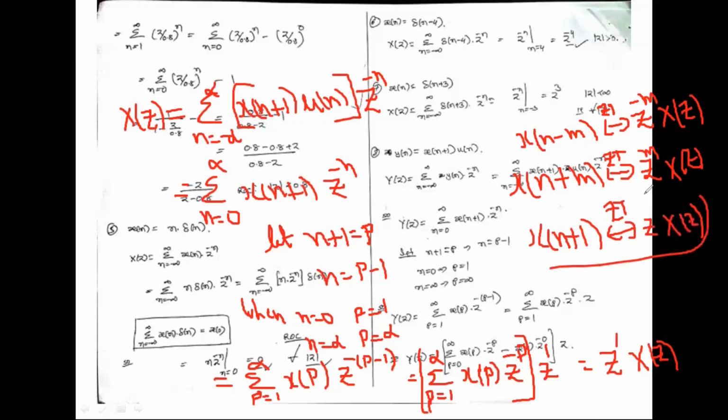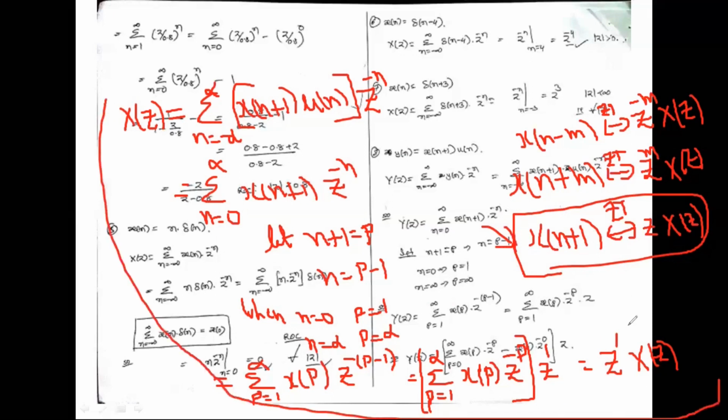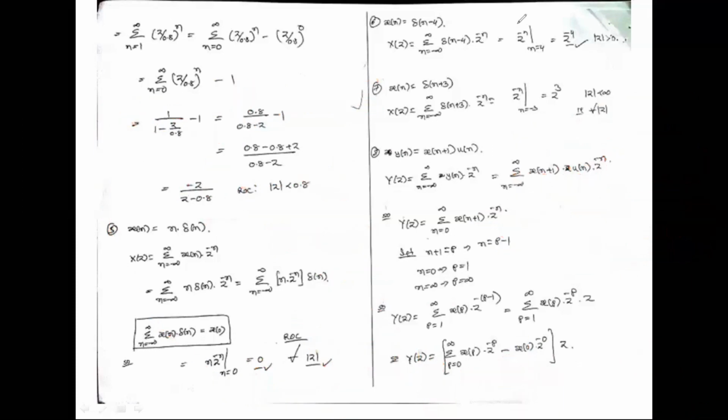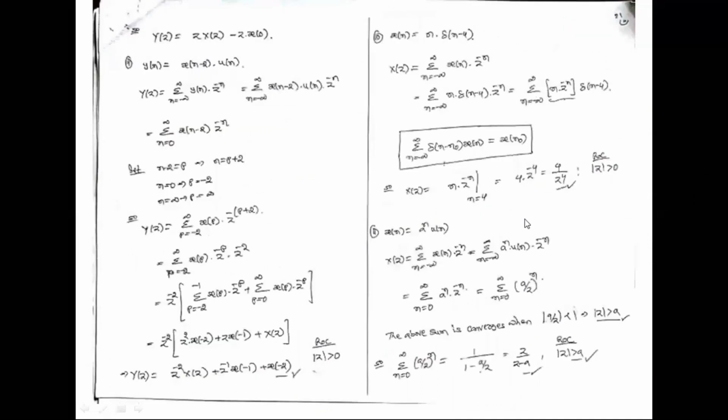Got it? You can directly write it for the online bits, but when it is given for 3 marks or 4 marks, I have to show the total procedure to get z x of z. Got it, my students? If it is x of n plus 2, it is z square x of z. If it is n plus 3, z cube x of z. Okay. So next example.